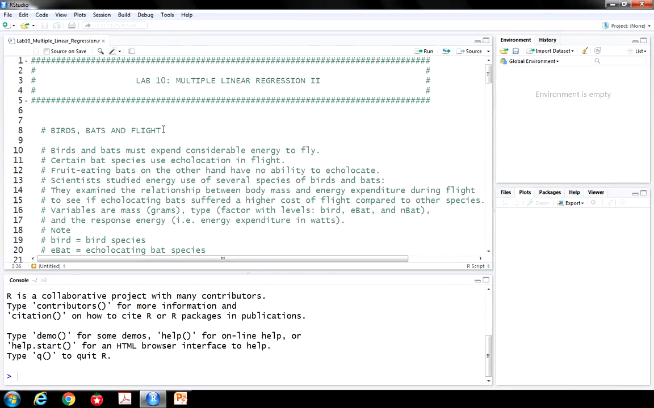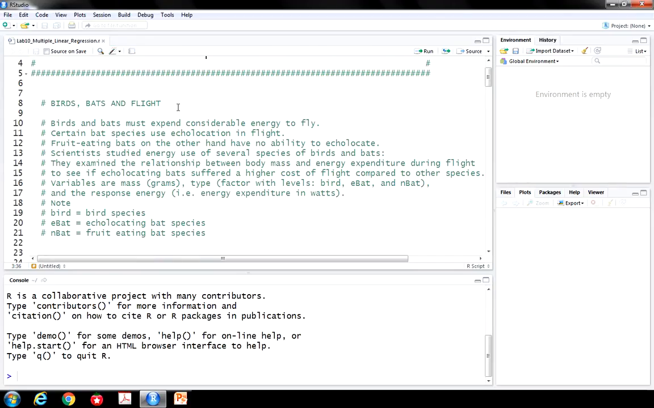In this lab, I'm going to just go through the nuts and bolts of how to run the analyses that I described in the lecture on this birds and bats flight data. So the background to this data set is that scientists have recorded the energy usage of different species of birds and bats, and they want to know how mass affects those energy expenditures, but also whether energy expenditure differs among birds and different types of bats.